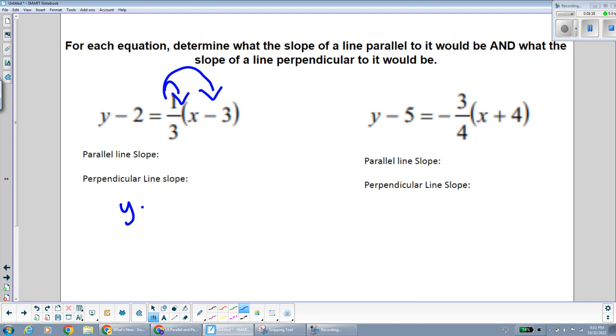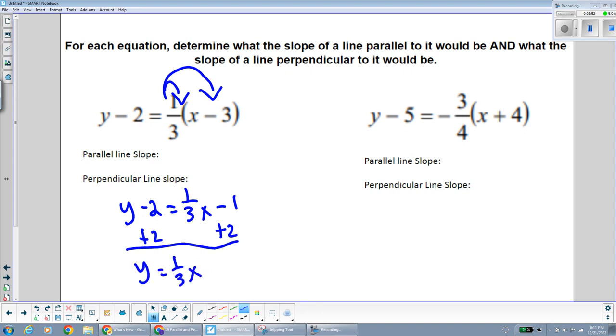So I have y minus 2 is equal to 1/3 x. 1/3 times -3 is -1. Adding 2 to both sides, we have y is equal to 1/3 x plus 1. So here we have our slope is 1/3.